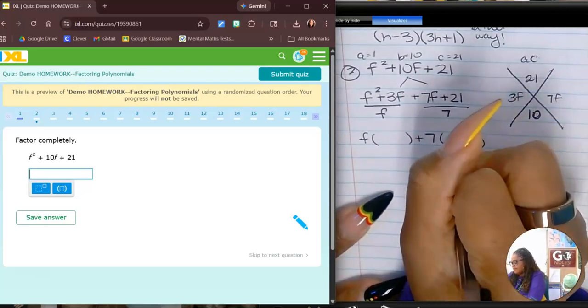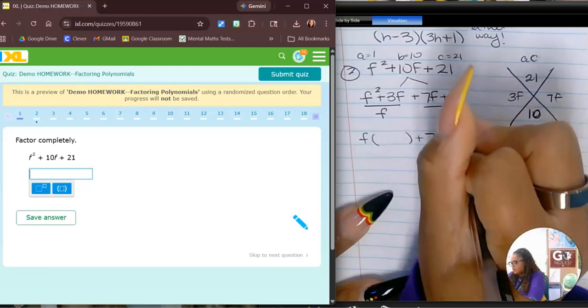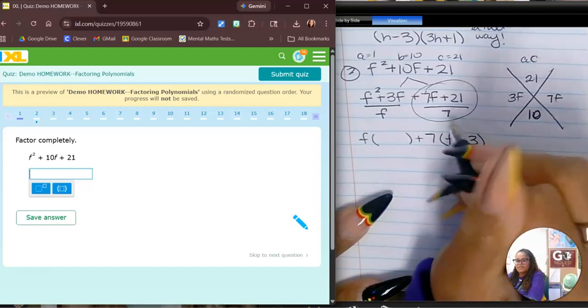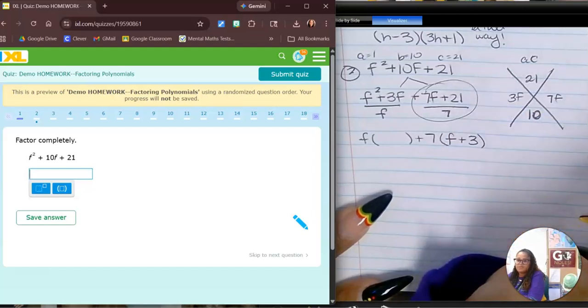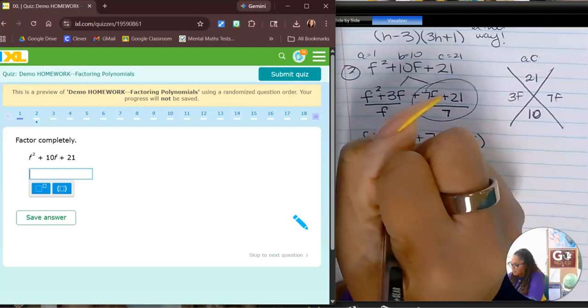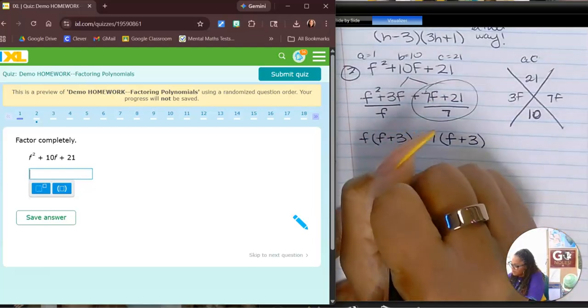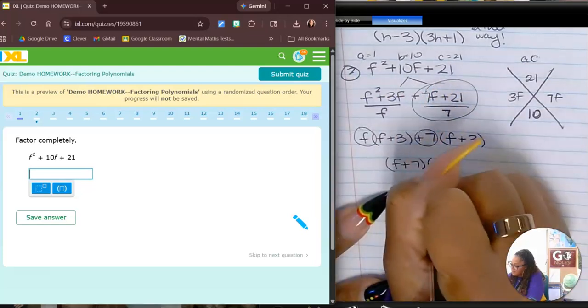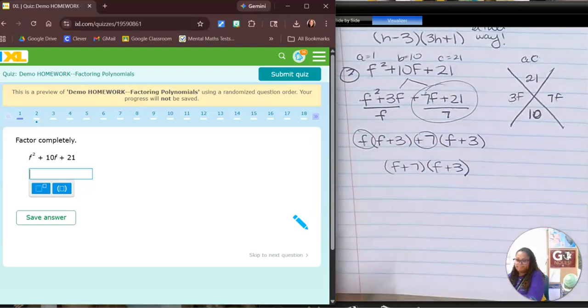7f divided by 7 is f. 21 divided by 7 is 3. These last ones down here are always going to be the easier ones to divide, and then do f plus 3. Now make your new group, f plus 7, because I need these, and then f plus 3.